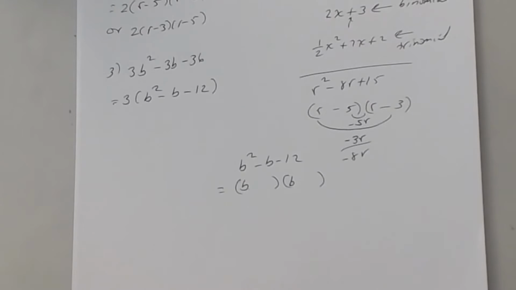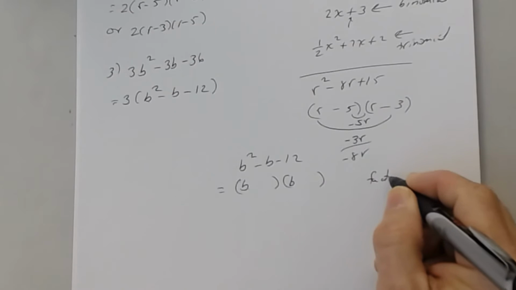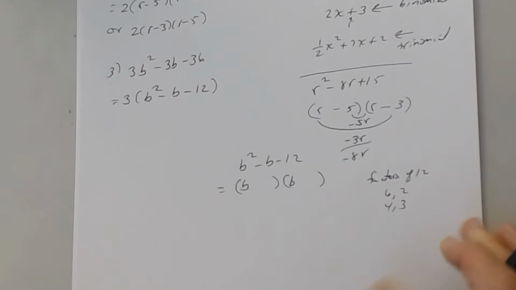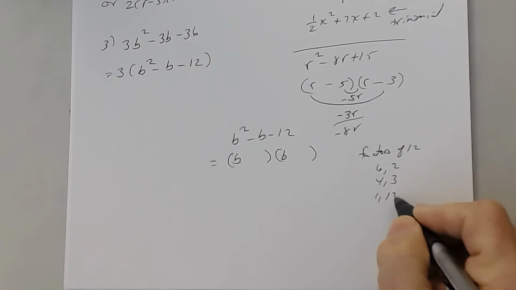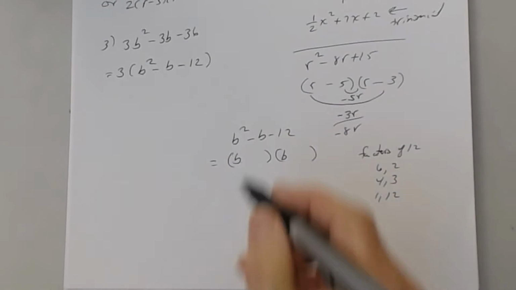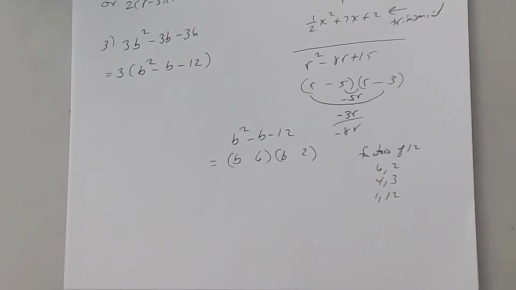6 and 2. So factors of 12, 6, 2, 4, 3, 1, 12. All right, which one do you want to try first? 4, 3. Okay. So if someone, let's say, had tried 6, 2, because it's going to happen where you're going to try something that doesn't work right away. That's fine. So let's put 6 here, 2 here. Okay. Now let's talk about the last sign. The last sign is negative, right? So that means that these signs in here have to be different.